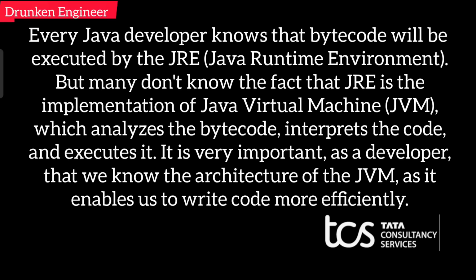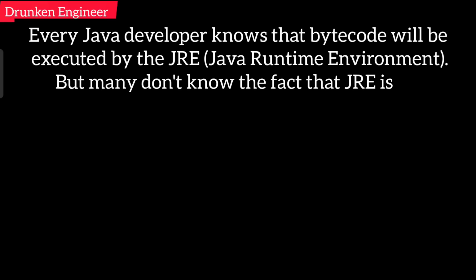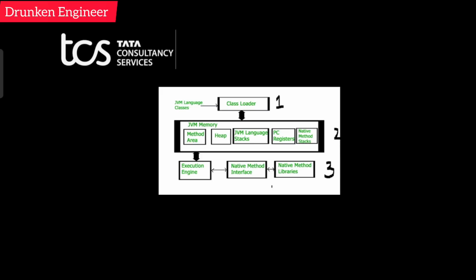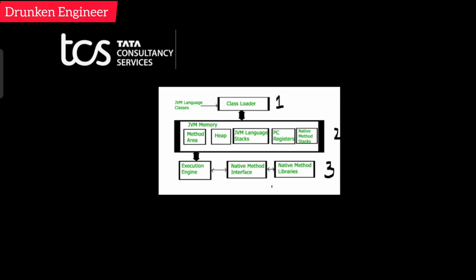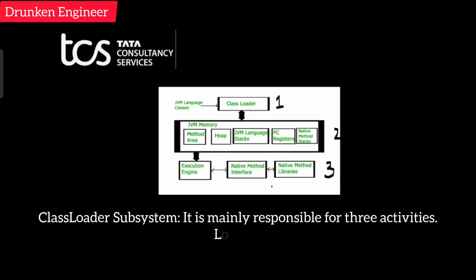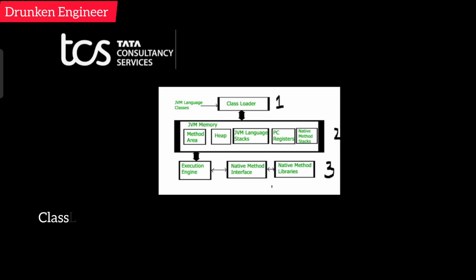It is very important as a developer that we know the architecture of JVM, as it enables us to write code more efficiently. So if you see, this is how the JVM looks like. The JVM architecture is divided into three main subsystems. One is the class loader subsystem, second is the runtime data area, third is the execution engine. The class loader subsystem is mainly responsible for three activities: loading, linking, and initialization. Then comes JVM memory. In JVM memory, we have method area, heap area, stack area, PC registers, native method stacks.